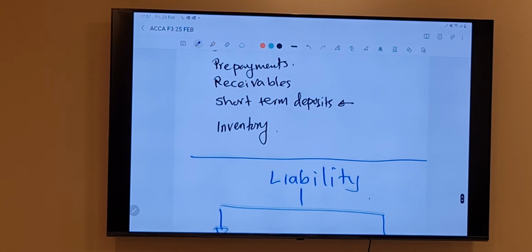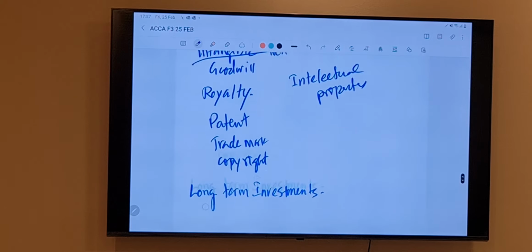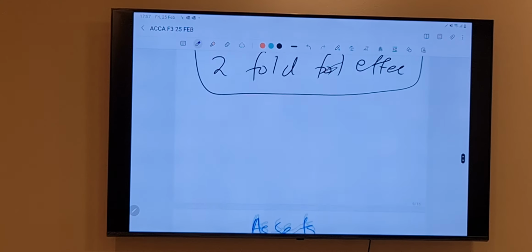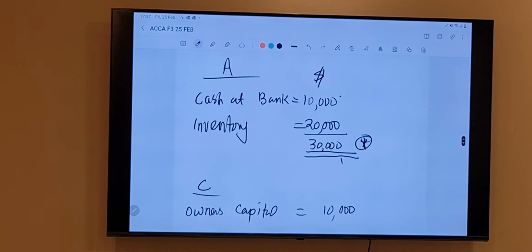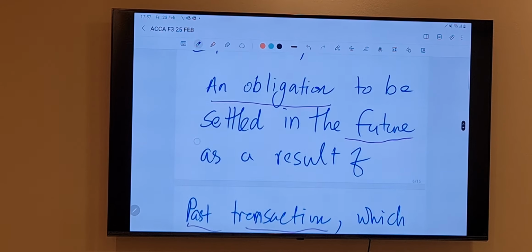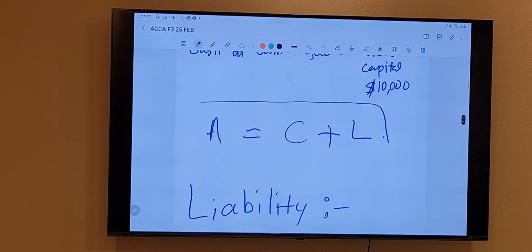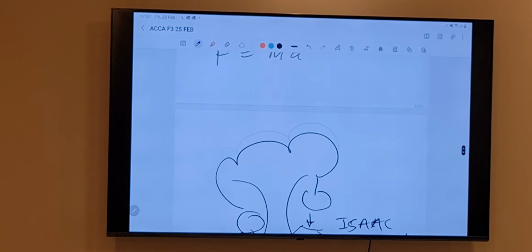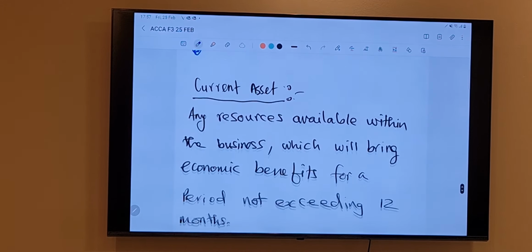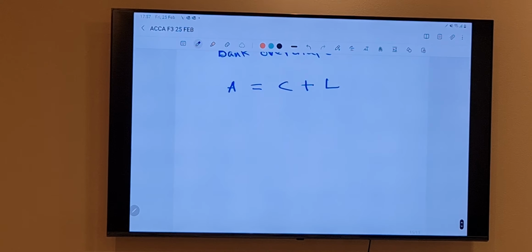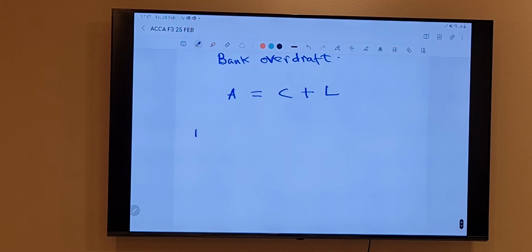If you go back, where is that equation now? See, this is the equation we learned. Now what we are going to do is expand this equation a little. How? I will expand this. NCA. What is NCA? Non-current asset. Plus CA, current asset. Not calcium.